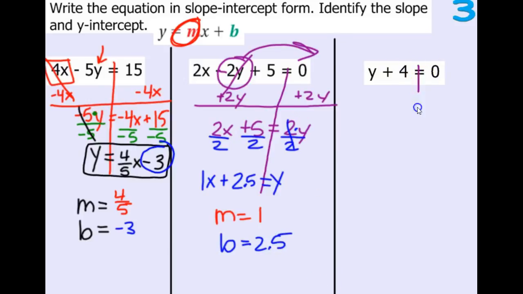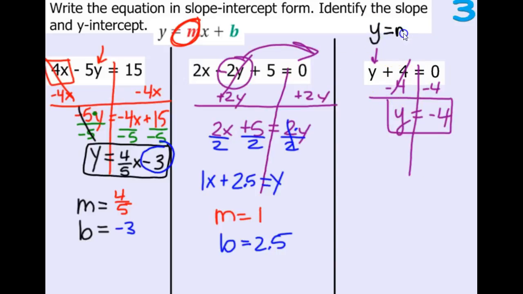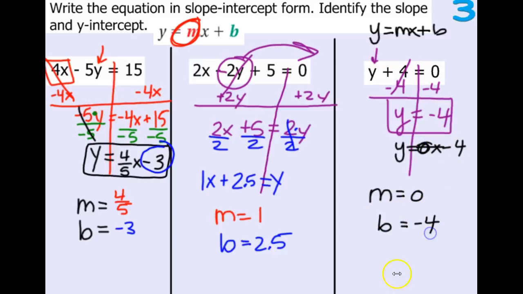Alright, the next one. There's no x in this, but we can still solve for y. I'm just going to subtract 4. We have y equals negative 4. Now, this doesn't look like a regular equation in the form y equals mx plus b. It really is, though. It's really y equals no x's, and there's a negative 4 there. We just normally don't write 0x. It's just not there, so they just have y equals negative 4. So our m, our slope, is really a 0, and our b, our y-intercept, is negative 4.